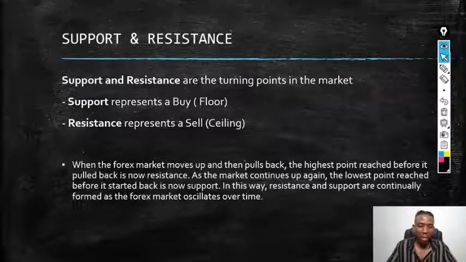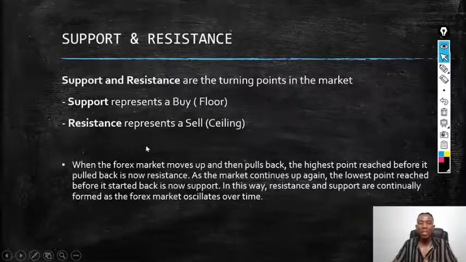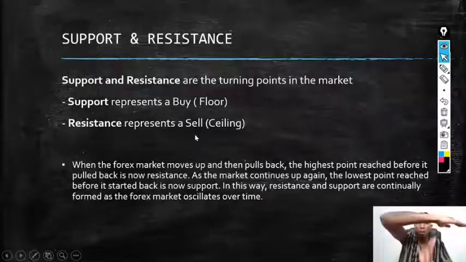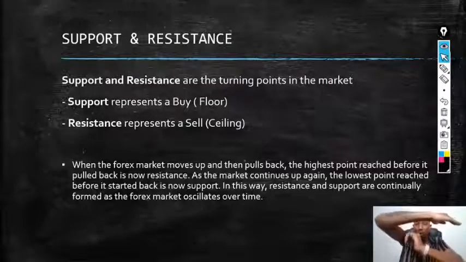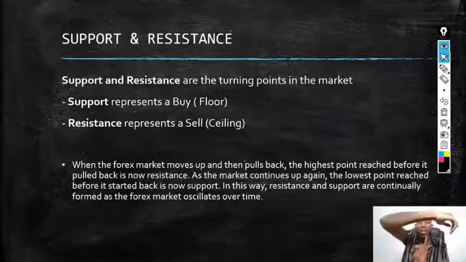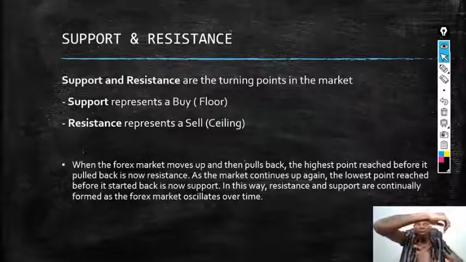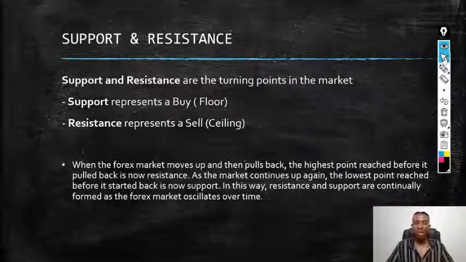Secondly, we have a resistance. You can think of a resistance as a ceiling. It represents a sell, meaning we should always be below, never above. The market is always resisted from going above this point. Hence, it's a resistance. A support is always supported to go up, and at a resistance it is resisted from going above. We have vertical support and resistance, and we have horizontal support and resistances.